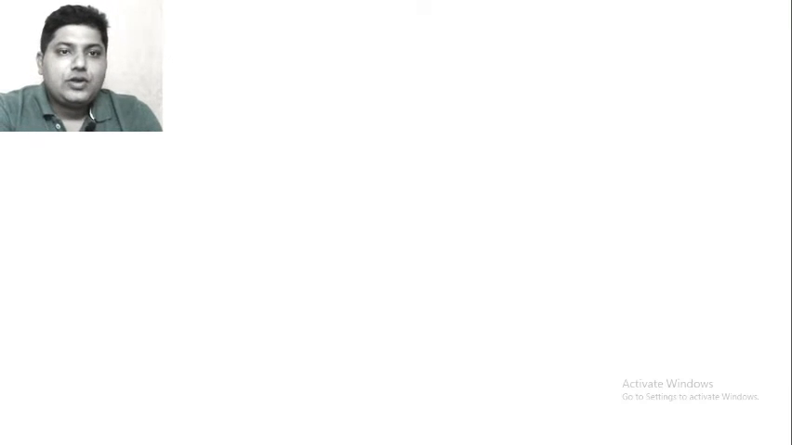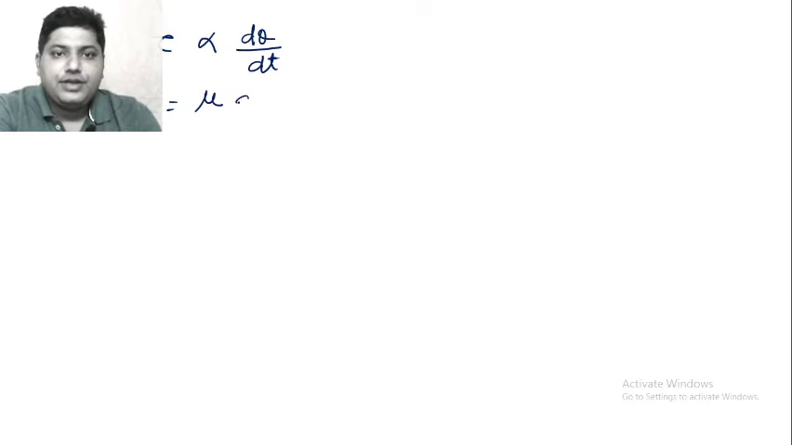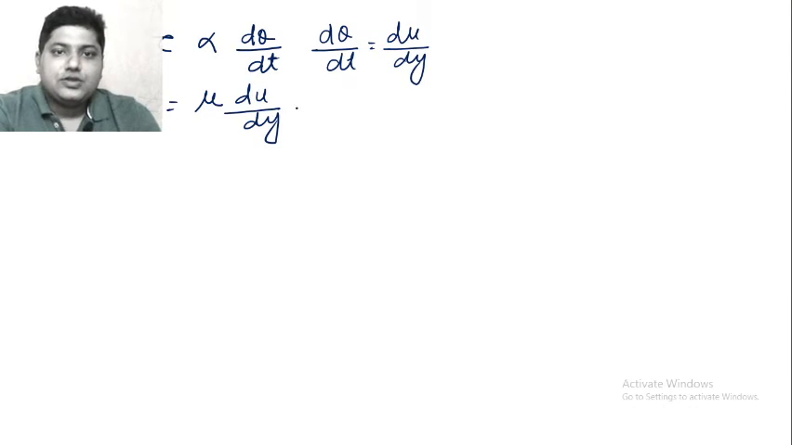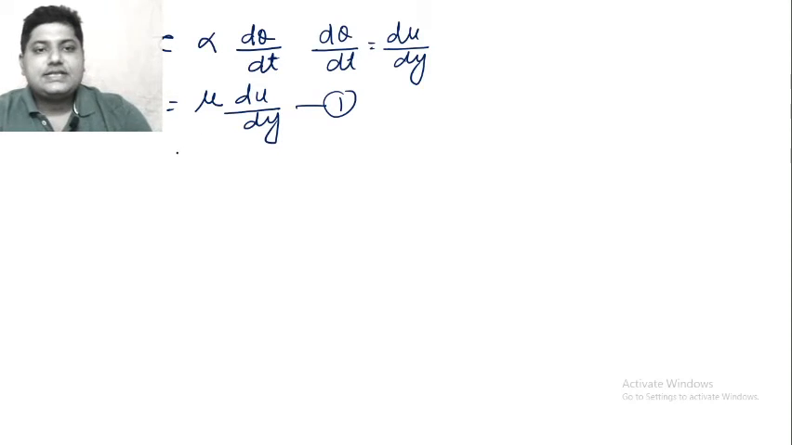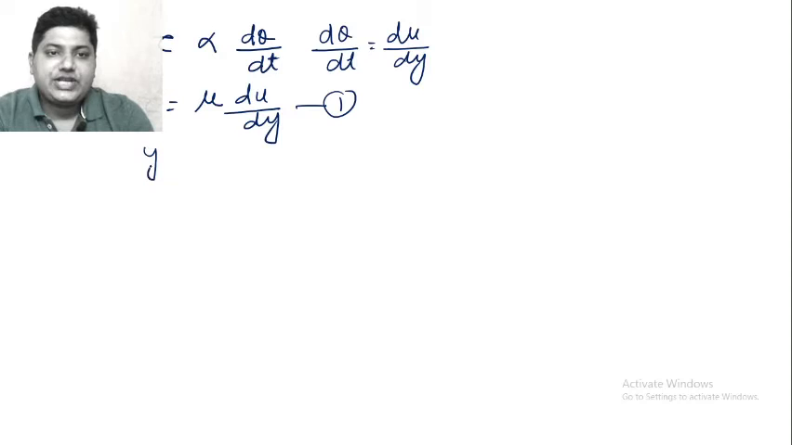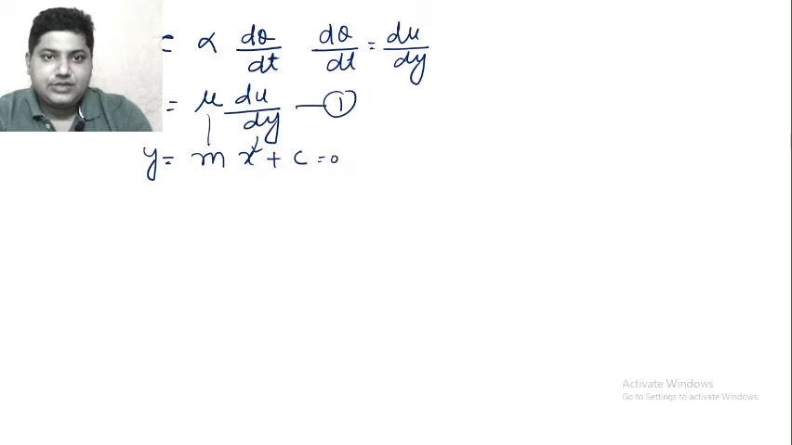Now we already discussed that tau is directly proportional to d theta by dt, and we can write tau equal to mu into du by dy, because d theta by dt is equal to du by dy. So this is Newton's law of viscosity. Now just see this equation: it is similar to a straight line equation, y equals mx plus c, where c is equal to 0, x is the velocity gradient, and mu is the slope.